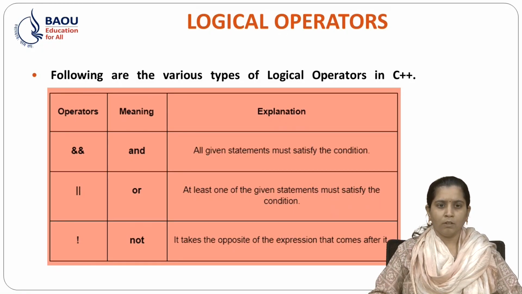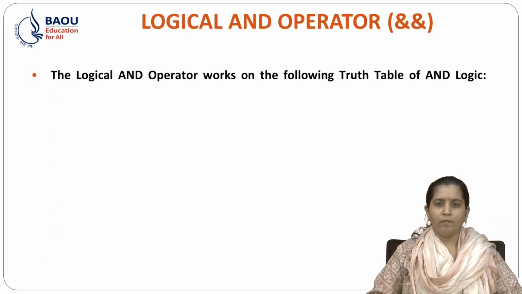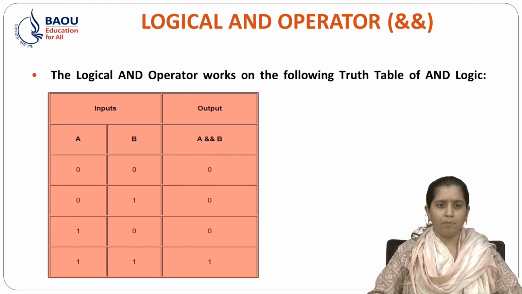So, let us see logical AND operator in detail. We have over here a truth table of AND logic. So, when I input two variables, that is 0 and 0, which is false, I will get output as 0. Just get the idea of this table. We will see the example of logical AND operator.